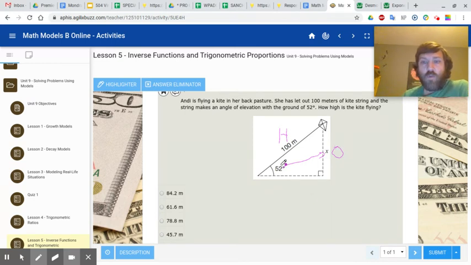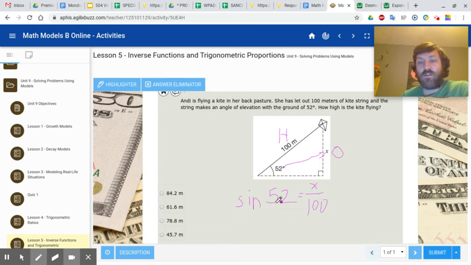And so we know that the sine of 52 is equal to x over 100. So I'm going to try to write this down. It's a little bit of a mess right here, but let me see if I can figure this out. Sine of 52 is equal to x, because that's the opposite, over 100. And so then we just have to solve this equation.